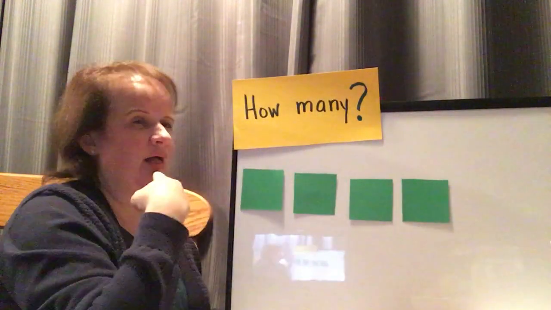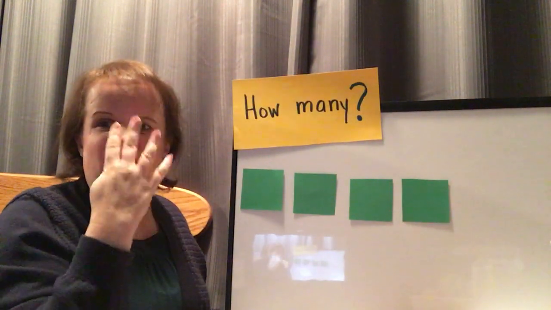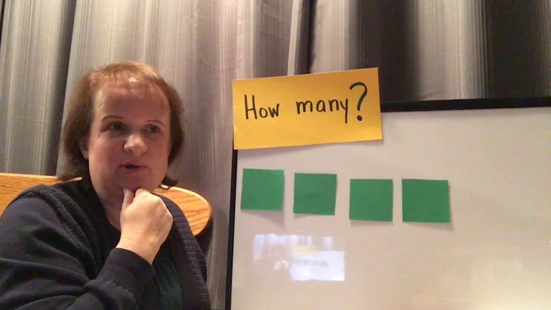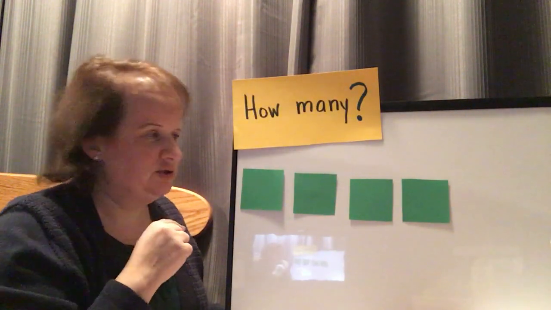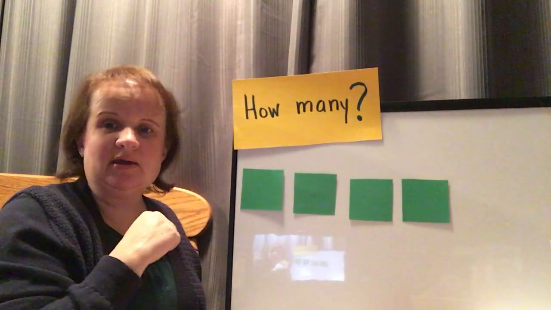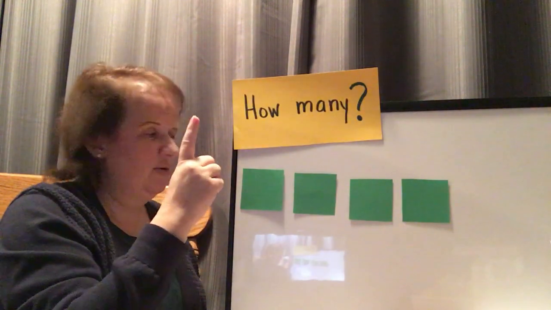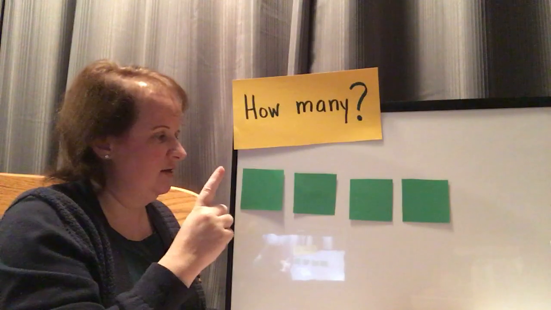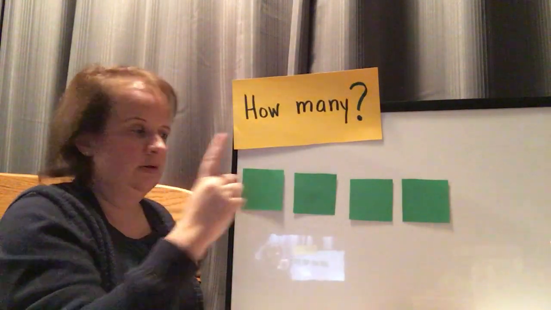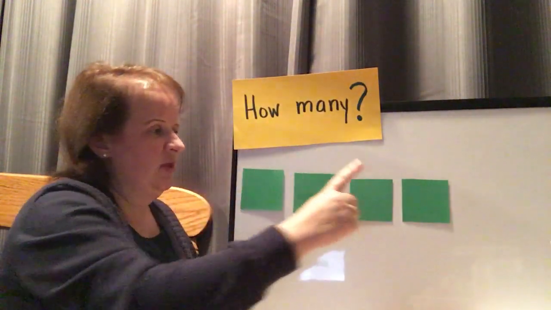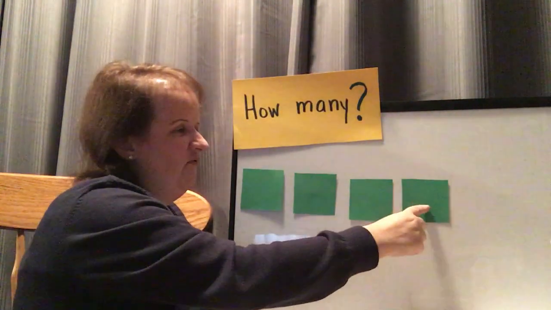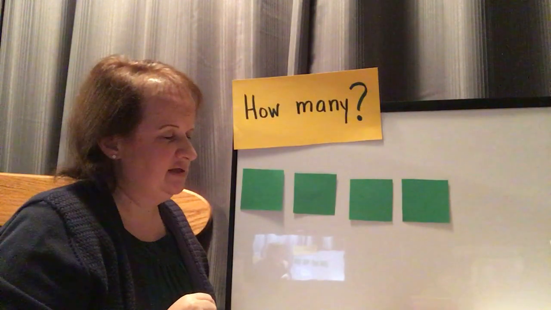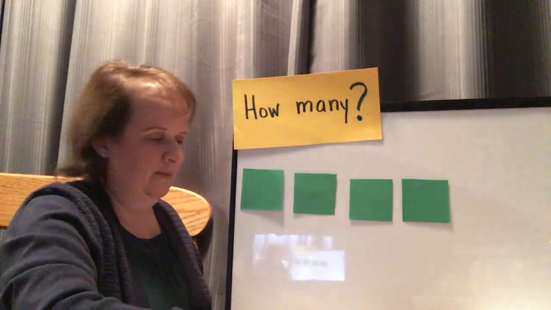How many? The last number I said was 4. I think there's 4 color tiles on my board, but I want to check to make sure. I'm going to go back and count them again, using my pointer finger and saying a number every time I touch a tile. 1, 2, 3, 4. How many color tiles do I see? I see 4.